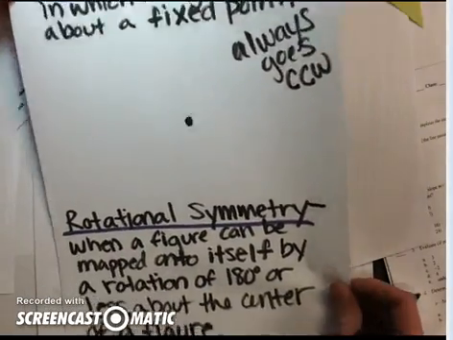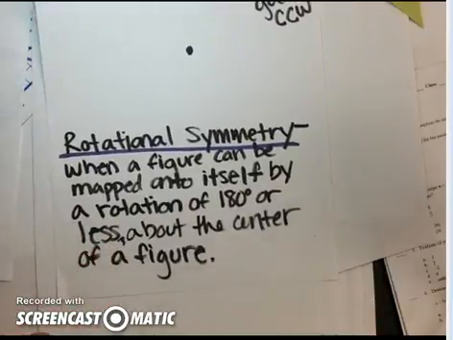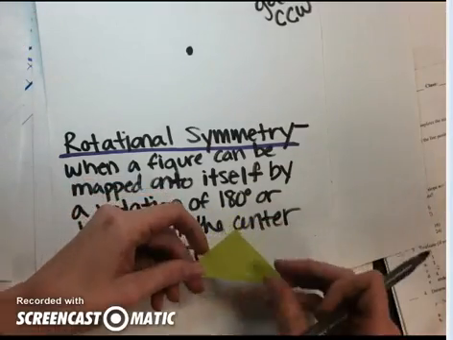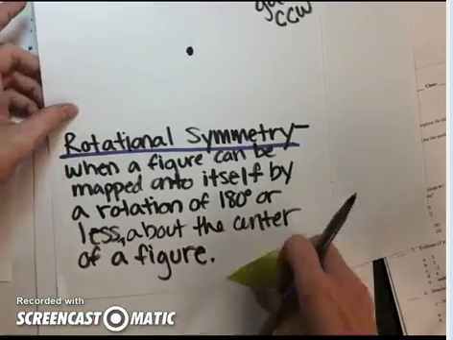Last thing I want to touch on before we end the video is going to be rotational symmetry. Rotational symmetry is when a figure can be mapped onto itself by a rotation of 180 degrees or less about the center of a figure. Okay, so quickly, I'm just going to take my little triangle here, and I'll show you what I mean. Actually, never mind, I can't use that triangle.